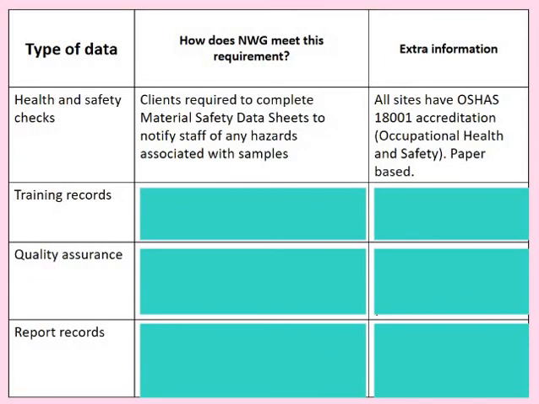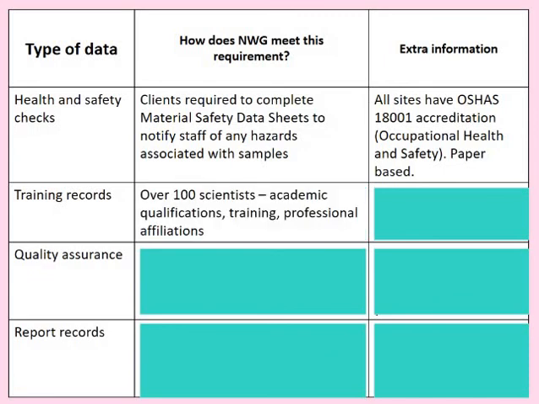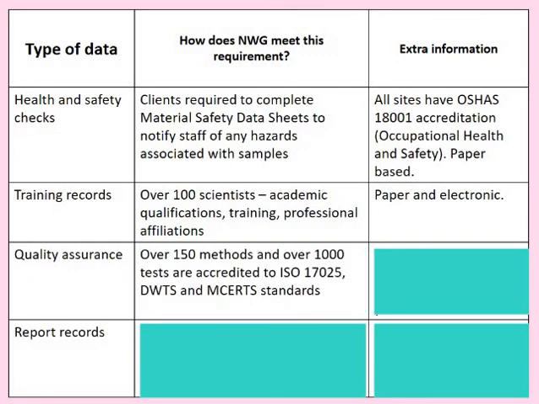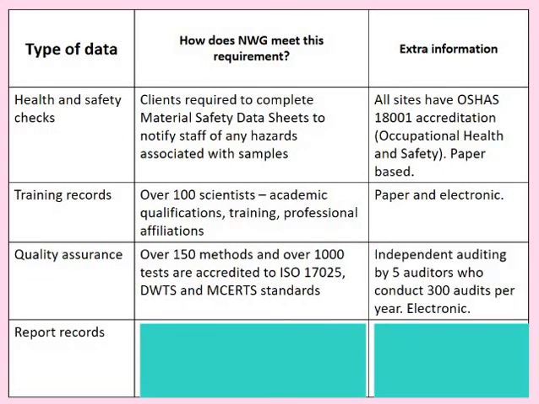That's paper-based. For training records, we know that they have over 100 scientists. Those are scientists with academic qualifications, training, and professional affiliations. For example, things like Royal Society of Biology, and that's paper and electronic. Quality assurance, they have over 150 methods and over 1,000 tests accredited to different standards. And they also have independent auditing by 5 auditors who come in and do 300 audits per year. So they just come in and check that everything's running correctly.